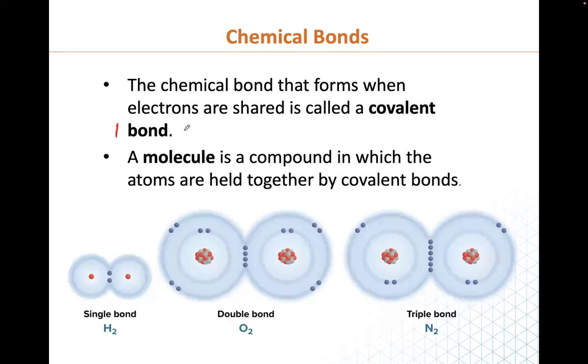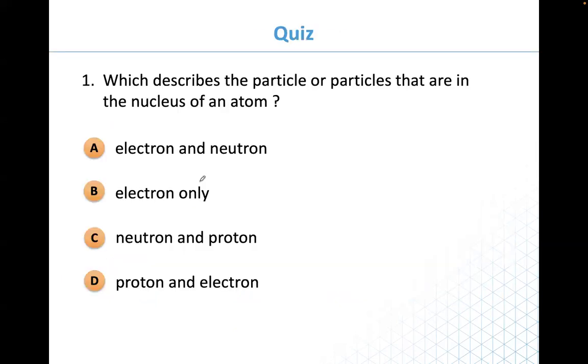The chemical bond that forms when electrons are shared is called a covalent bond. In this case, there is no transfer, it's a sharing of electrons. A molecule is a compound in which the atoms are held together by covalent bonds. So when you want to form a molecule, the atoms are combined together by what? By covalent bonds.